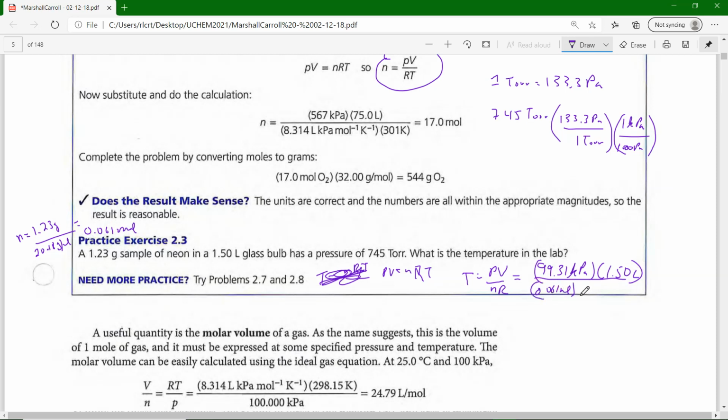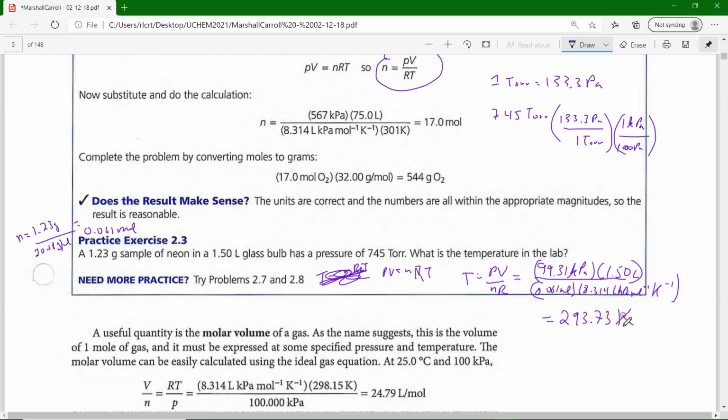So now what R should I use? I've got units of liters, kilopascals, moles, and Kelvin. So I'm going to use 8.314 liter kilopascals per mole per Kelvin. Everything cancels out except the Kelvin, which is what I want. So 99.31 times 1.5 divided by 0.061 times 8.314 is 293.73 Kelvin.